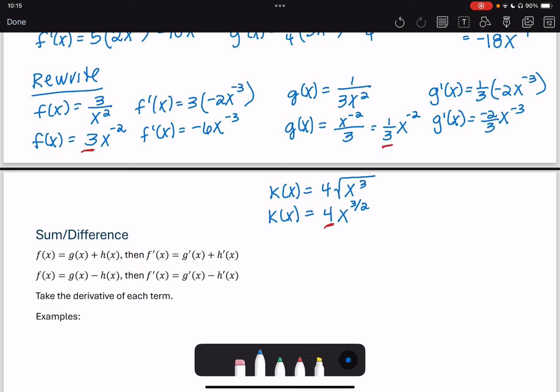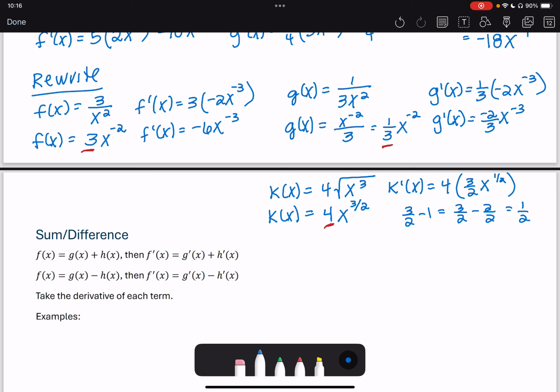Okay, so my derivative here, k prime of x, is 4 times the derivative of that x to the 3 halves. So it's going to be 3 halves x to the, all right, now you've got to subtract 1 from the 3 halves. So I've got 3 halves minus 1. That's 3 halves minus 2 halves. That's going to be 1/2. Okay, so that is my exponent there.